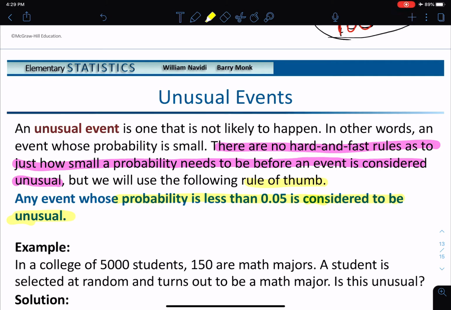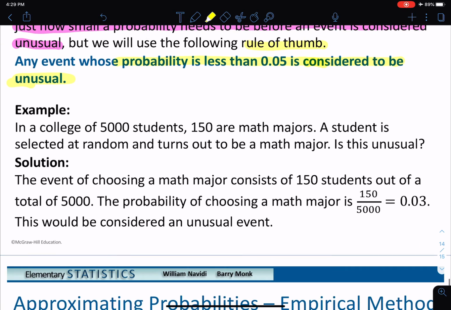Okay. All right. An example of that. In a college of 5,000 students, 150 are math majors. A student is selected at random and turns out to be a math major. Is this unusual? Well, let's see. The event of choosing a math major is 150, right? So there's my event out of a total of 5,000. So that's 0.03. This would be considered unusual based on this 5% rule of thumb.